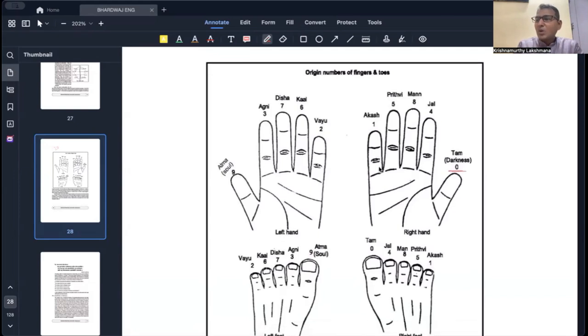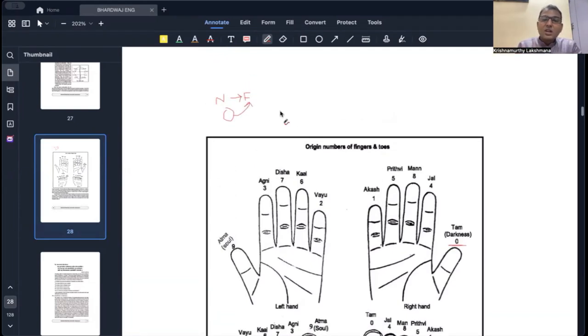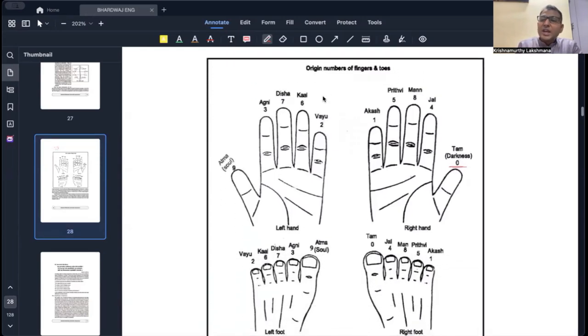Okay? Now we have to allocate an organ to the finger. And when we allocate the organ to the finger, we are allocating the organ to the joints. Okay?